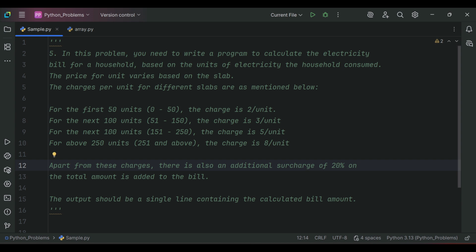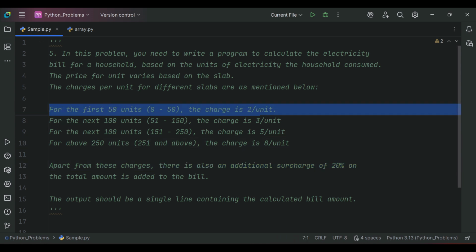And additionally, as part of these charges, there is also an additional surge. Suppose a 20% additional surge charge is applied on the total amount. We will calculate this at the end of the problem. Now first, see what the first condition is.